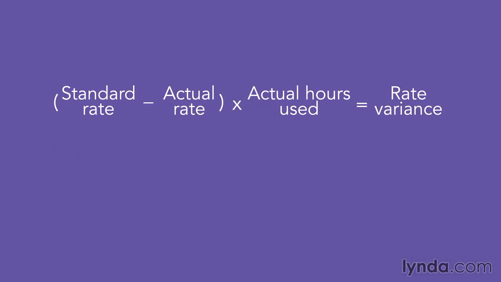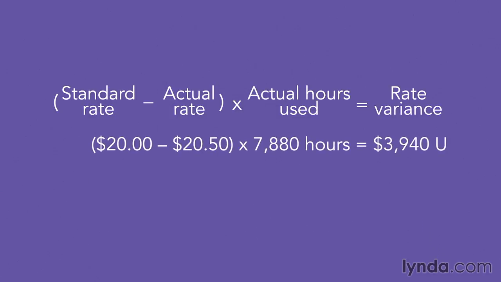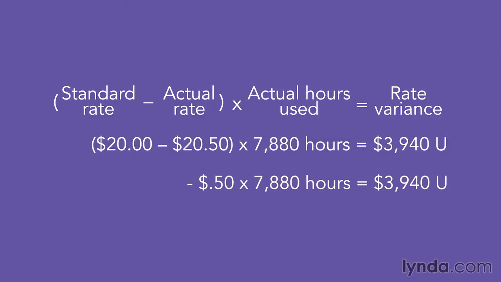The labor rate variance is computed by subtracting the hourly rate that should have been paid from the rate that was paid and multiplying the result by the actual hours used, as follows. This unfavorable variance resulted from our paying more than was expected. As this variance indicates, the 50-cent difference between the standard wage rate and the actual average wage rate results in $3,940 more being spent than was expected, given the actual number of direct labor hours used.